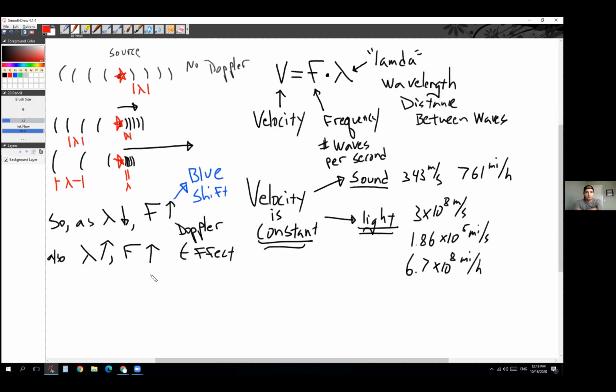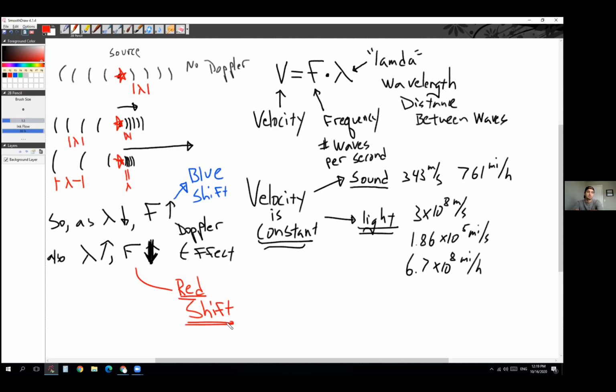If the star is moving away from us, that means the frequency is, wait, hold on. I made a mistake over here. This should be a down arrow, because as the wavelength increases, the frequency goes down. And as the frequency goes down, if we're talking about light, we call this redshift. So if a star moves towards us, its light would be shifted into the blue. And if a star moves away from us, the light would be shifted into the red.